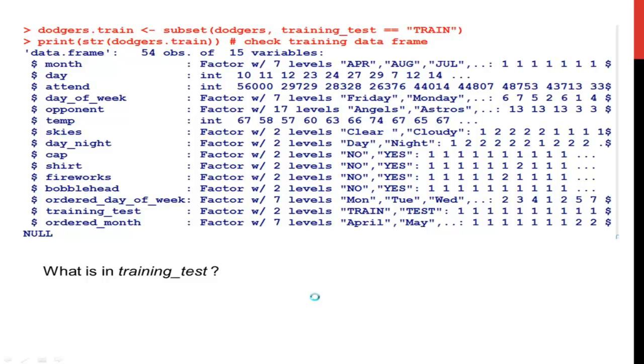Okay, so when we do this, and we call it Dodgers train, first of all, if we check what kind of object it is, we check the structure of Dodgers train, we see that what kind of object is it? It's a data frame, and it has all the variables in it that we had before, all the columns that we had before. But how many are there?